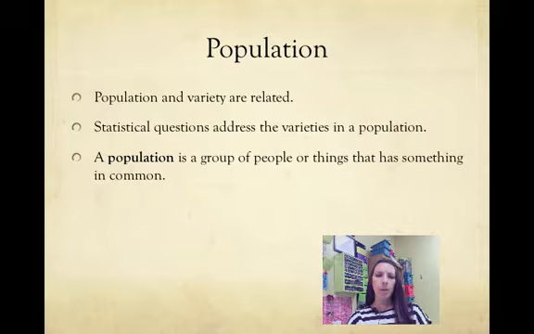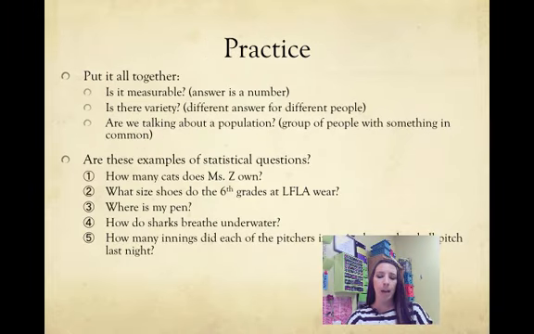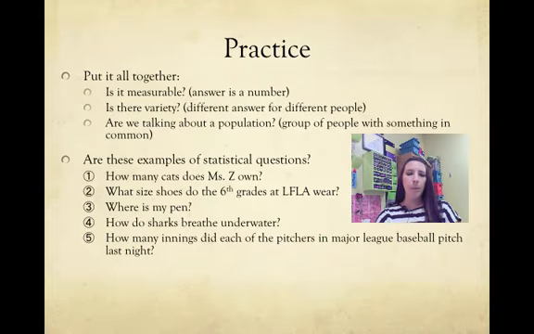Basically, statistical questions address the varieties of a population, the way that one population changes. So a population is just a group of people or things that has something in common. Okay, a population could be like all the 6th graders at Live for Life. Well, everyone in that population is a 6th grader and they go to Live for Life. It could be all the women in America. People in that are all women and all American.